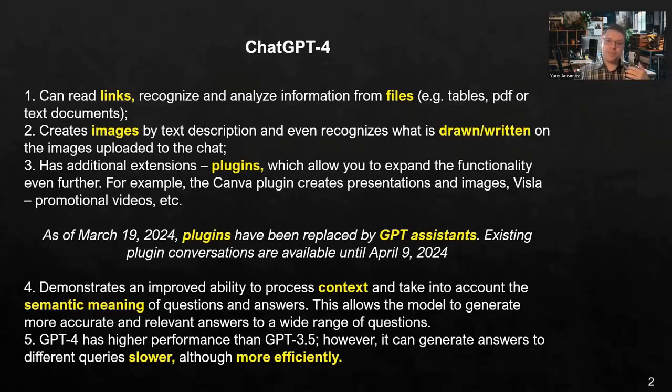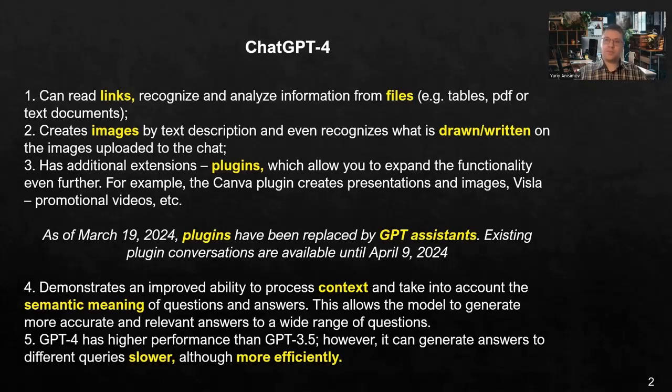Alright, and of course ChatGPT demonstrates a better ability to process context. It takes into account the semantic meaning of questions and answers much better than the 3.5 version. That's why it allows for generating more accurate, more relevant answers. So the probability of getting nonsensical answers from GPT-4 is much lower than from 3.5. So overall GPT-4 has a higher performance than 3.5.